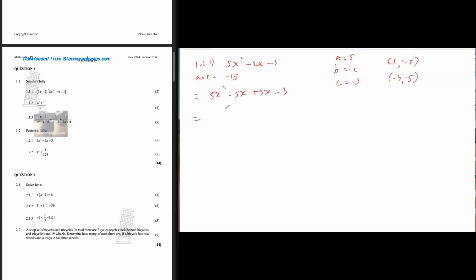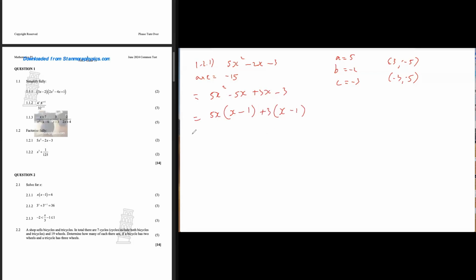And then we're going to factorize here. We can see that the common factor here is 5x into x minus 5. And, sorry, not x minus 5. x minus 1, sorry about that. And here, we're going to take 3 out as a common factor. And once again, x minus 1.